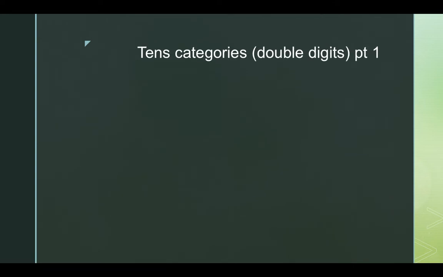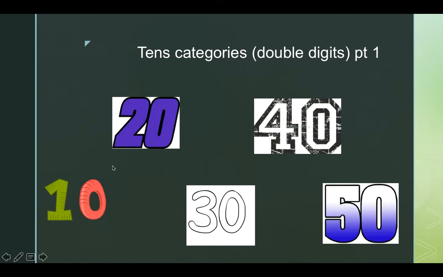So, tens category. This is where we're moving into our double digits. Again, it's going to be divided into 2 sections. This one's part 1. So we have 10, 20, 30, 40, 50. 10 in Ojibwe is Ndaswe. 20 is Nishtana.